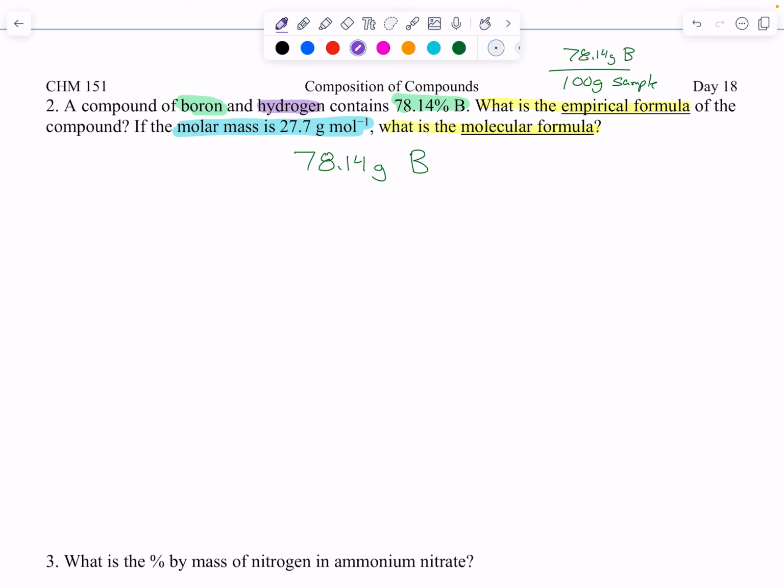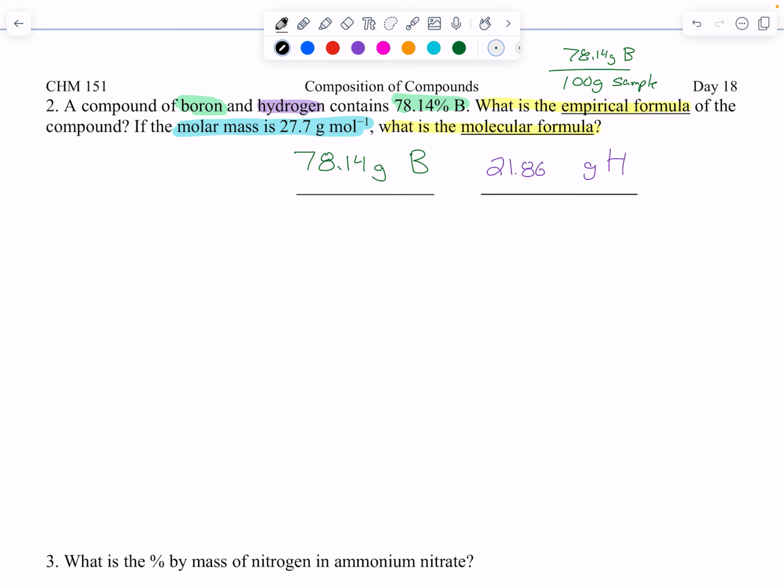Well, that's how much boron. How many grams of H do we have? Well, they should add up to 100. So what's 100 minus 78.14? I got 21.86. So now I have grams of boron and grams of hydrogen. What did we do last time? Well, we have a gram ratio now. We need to get the mole ratio, and I divide by the molar mass. So I'm going to divide by the molar mass of each of these.